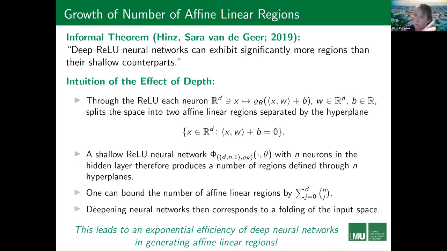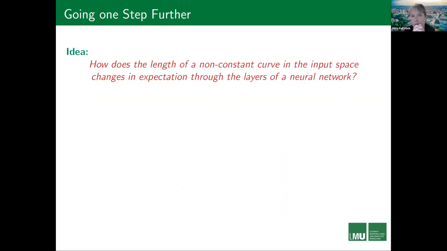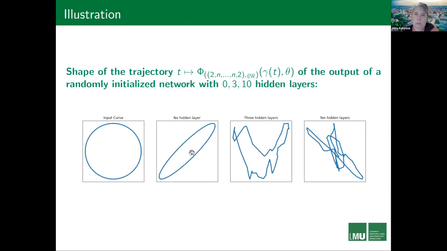And you saw that this also relates, and these techniques were also used for proving results from these approximation theoretic type. But you can go also one step further in a bit different direction. The idea here is, as I said, more the richness of the functions which are created. And so the idea here was to take a non-constant curve in the input space and move it through the neural network. So you have this input curve, and then you move it through the layers. And it becomes more rich in a certain sense, meaning also the length increases.